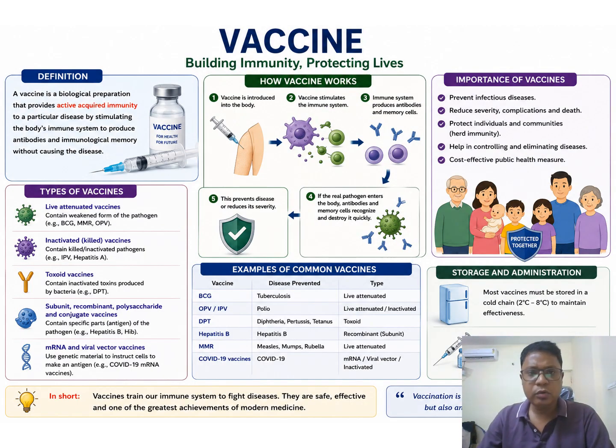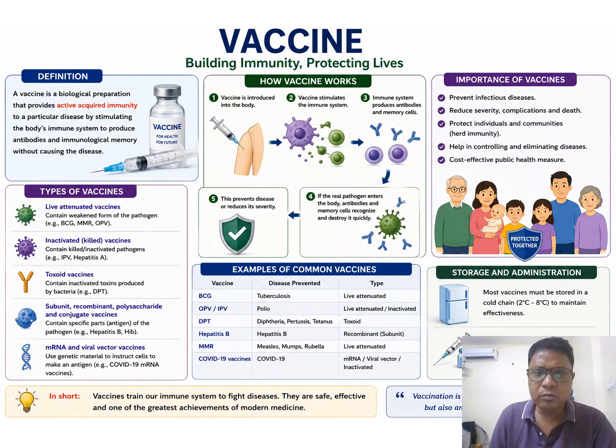Now we should know what a vaccine is. So a vaccine basically increases the immunity and protects from various virus attacks. A vaccine is a biological preparation that provides active acquired immunity to a particular disease by stimulating the body's immune system to produce antibodies and immunological memory without causing the disease.